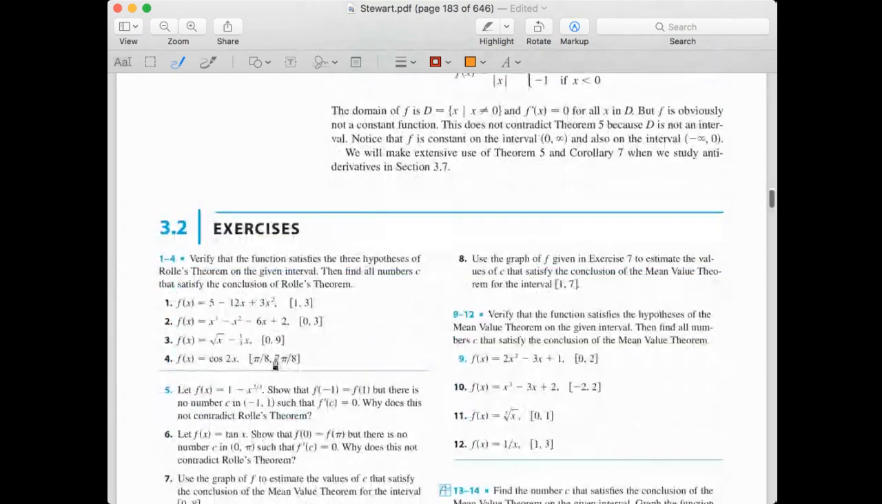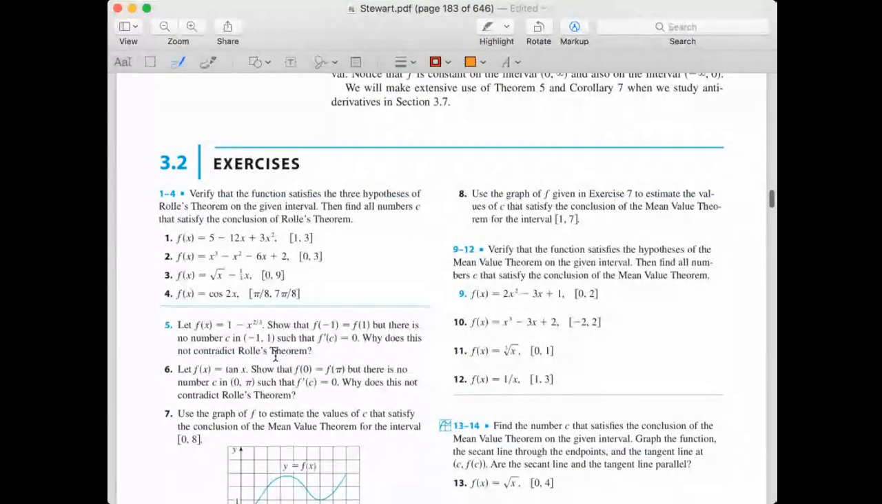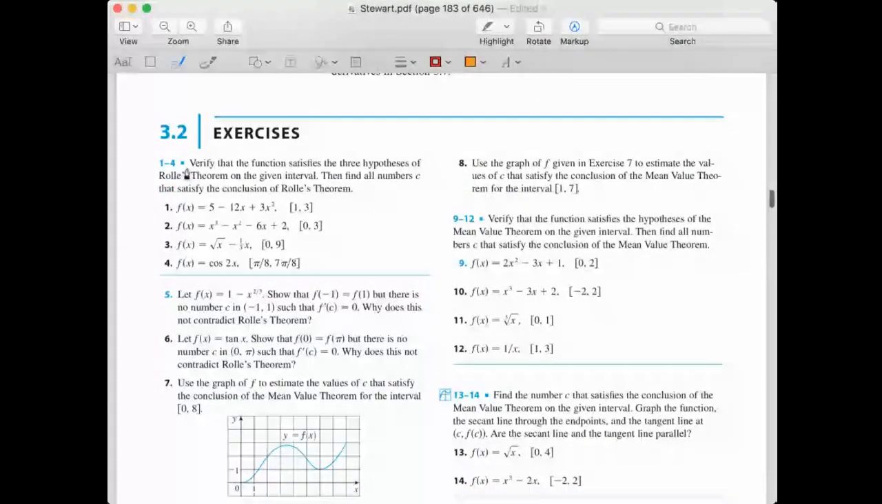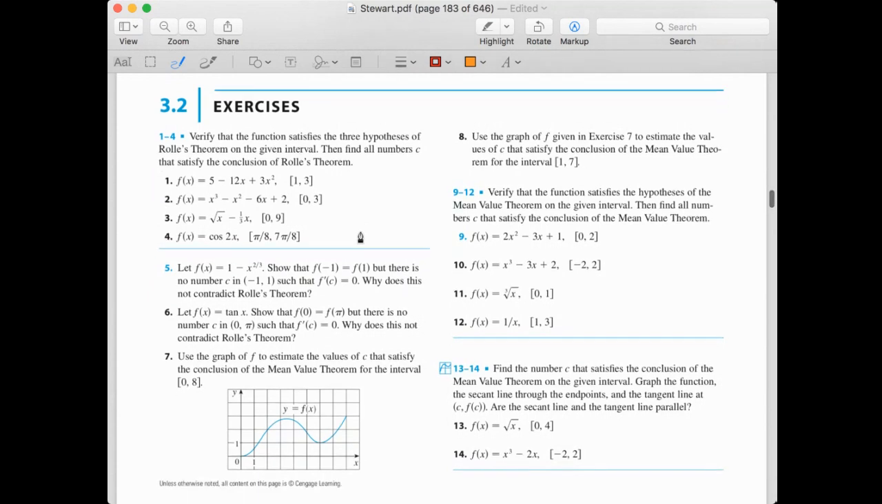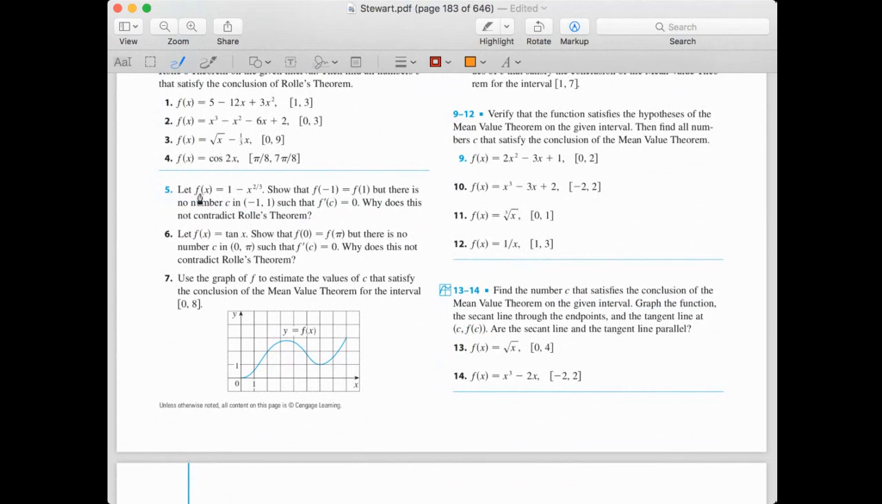All right, now let's use the mean value theorem to do some exercises. Let's see 1 to 4. Verify the function satisfies the three hypotheses of Rolle's theorem on the given interval. Then find all numbers c that satisfy the conclusion of Rolle's theorem. Let's try to use the mean value theorem. Try letting x equal this. It shows that f of -1 equals f of 1, but there is no number c. Then why does this not apply?